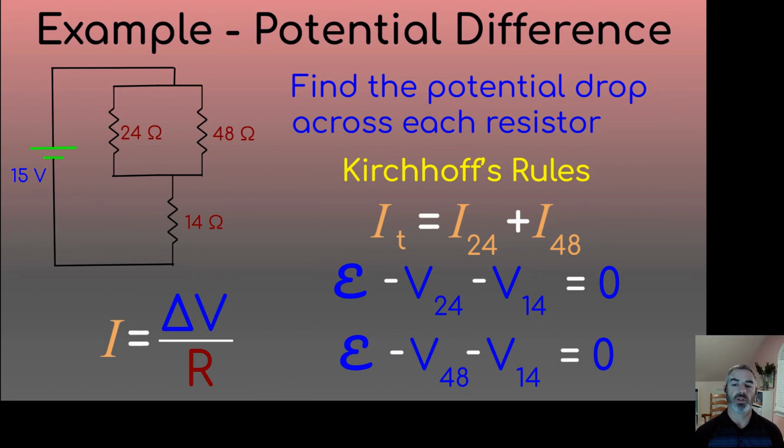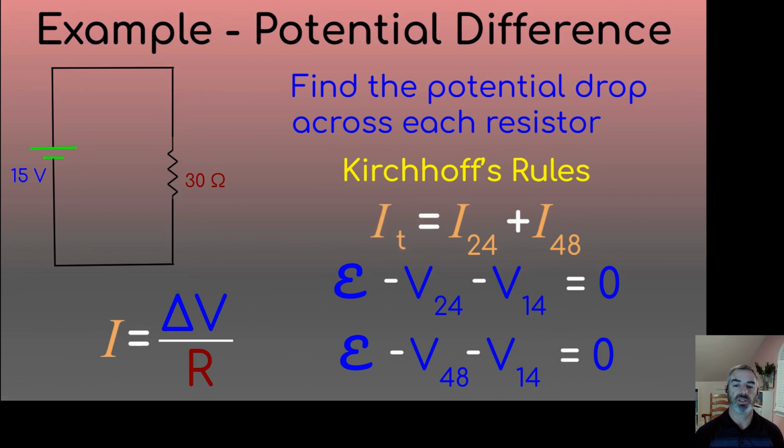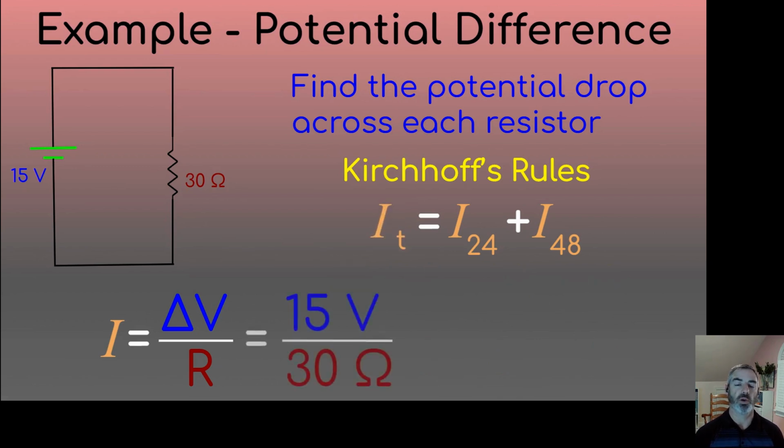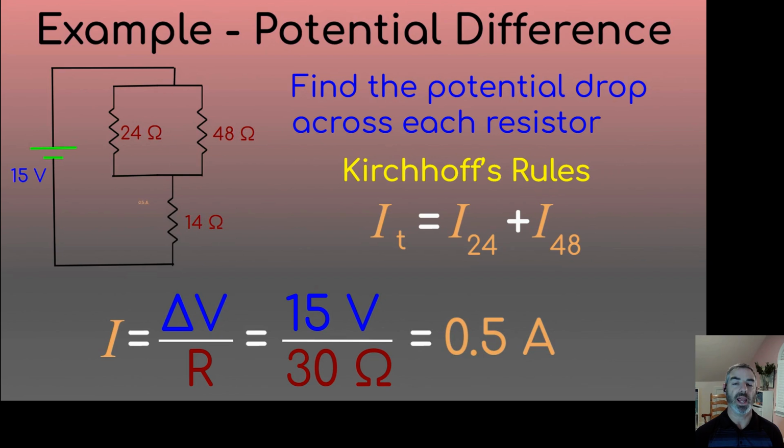So we're going to use Ohm's law to substitute in and find the value of the total current by looking at our equivalent resistance that we found. So we can find the total current by just doing the potential total in the circuit divided by 30 ohms, which gives us 0.5 amps. So we know that the total current in the circuit is 0.5, which is going through the battery and the 14 ohm resistor. So the 14 ohm resistor has 0.5 amps of current flowing through it.